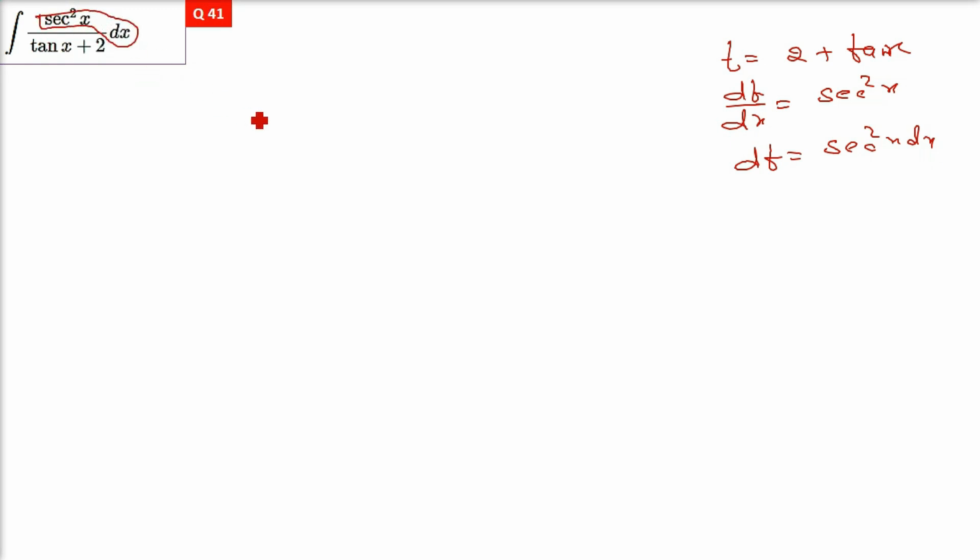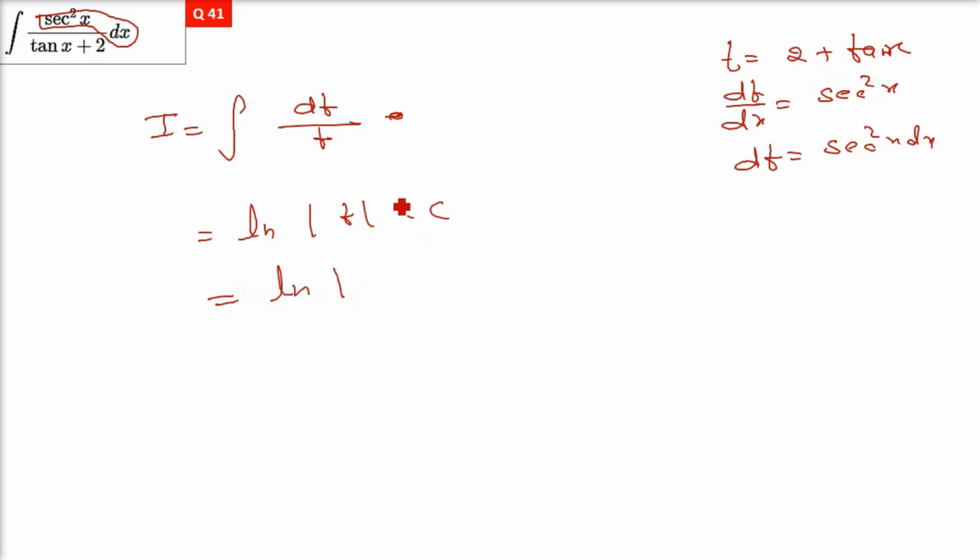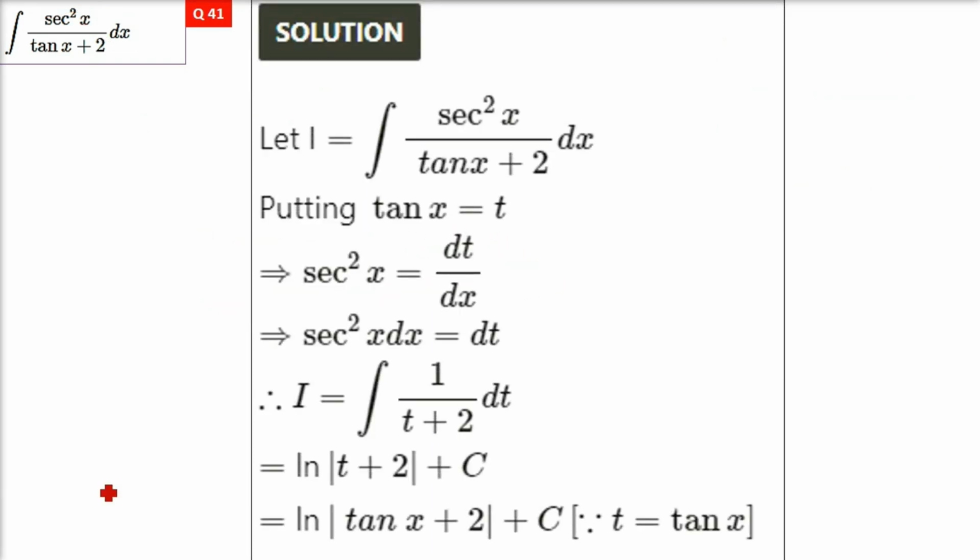So you get this. So integration will be equal to integration of dt divided by this 10x plus 2, or 2 plus 10x, which is t. So integration gives ln modulus of t. T was 2 plus 10x or 10x plus 2. So now write it like this, ln modulus of 2 plus 10x plus c. So this is the solution I was talking about. So it's a straightforward one, but don't forget about this let and putting, etc.